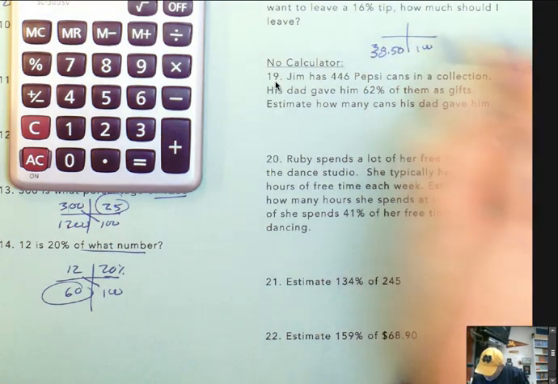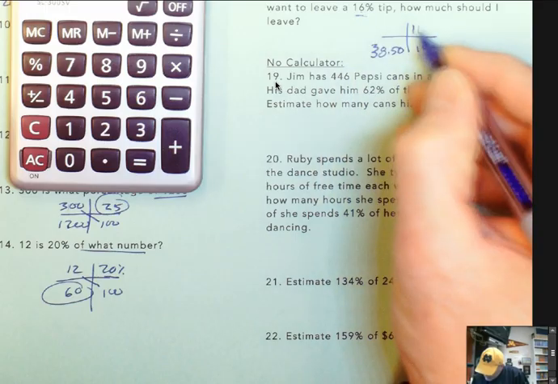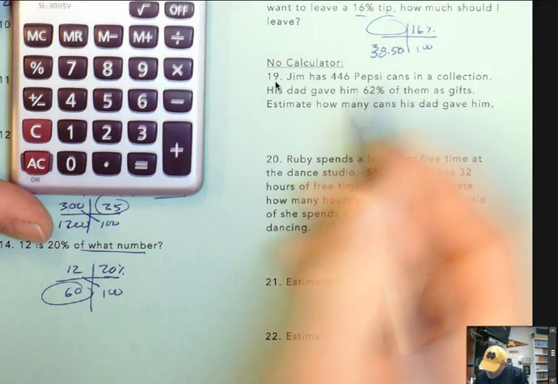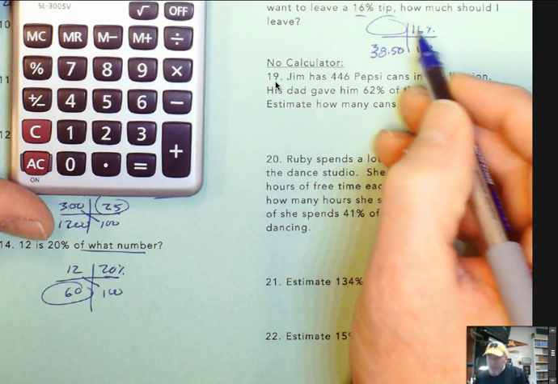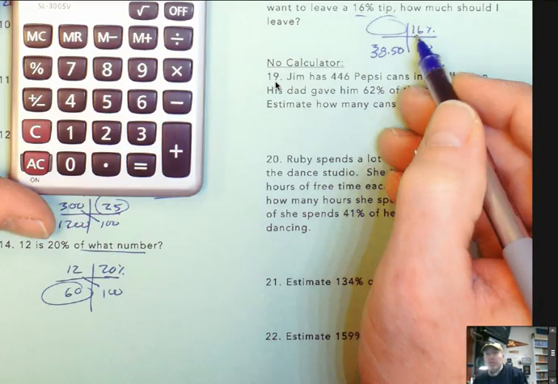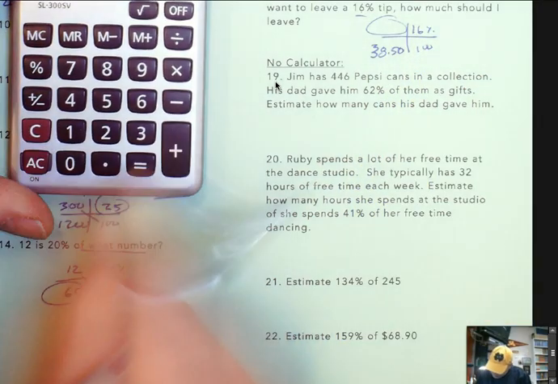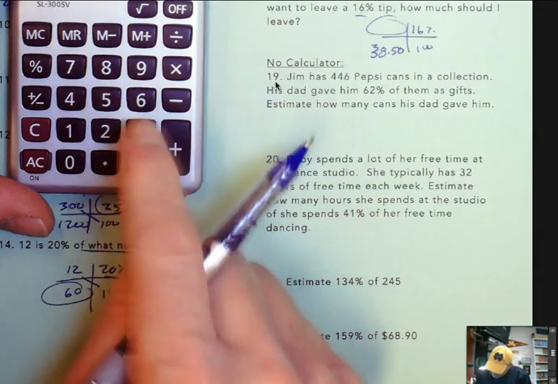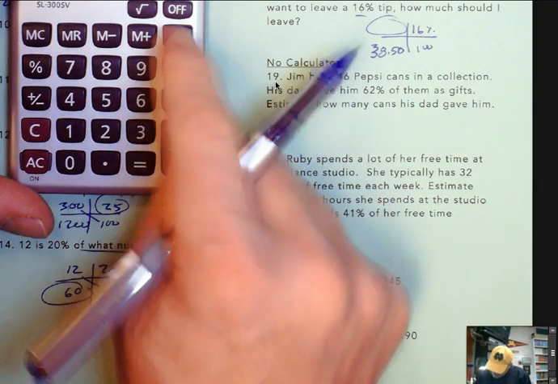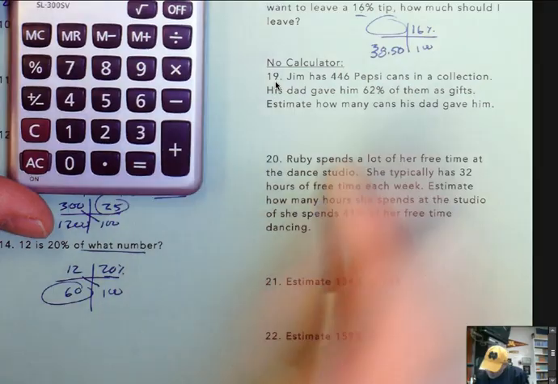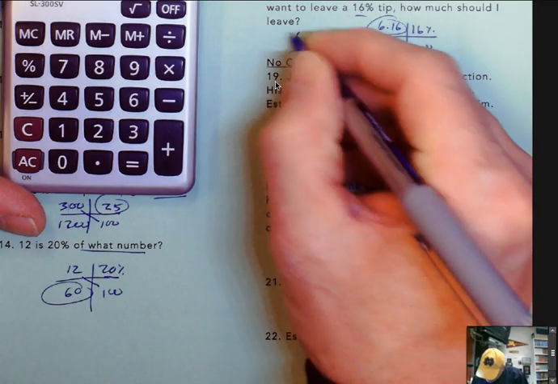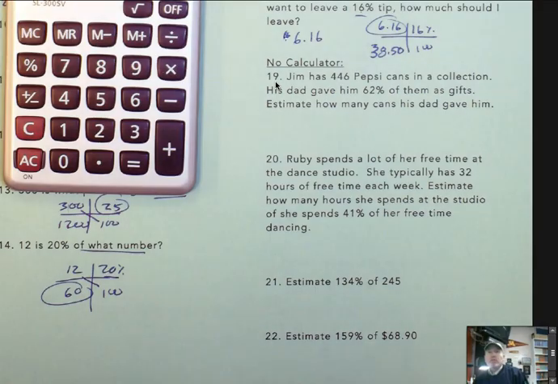38.50. And we want to leave 16% tips. I'll put my 16% up here. So what I'll do is, got my box. I'm looking for what part of 38.50 is equivalent to 16%, or what over 38.50 is equal to 16 over 100. So I'm just going to take that 38.50 and multiply that times the 16%. And now I'm going to divide by 100, which is really like moving the decimal. I get 6.16. So basically, if you were to leave a $6.16 tip, that would be 16%.